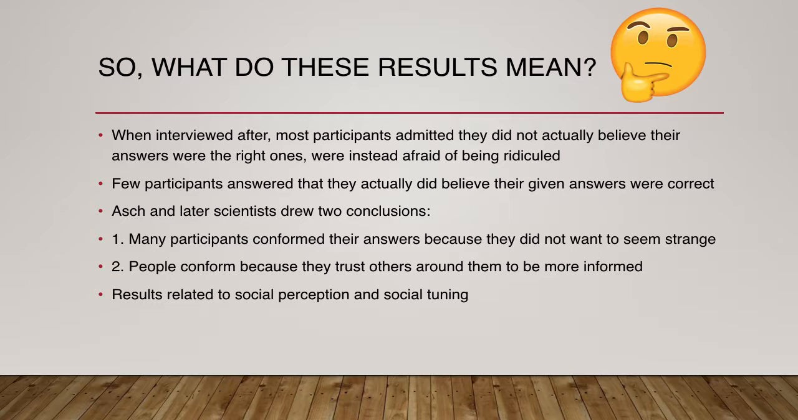One conclusion is that people conform because they want to fit in. This conclusion relates to social perception, which is the study of how we perceive others and how we think others perceive us in social situations. Many of the participants conformed their answers because they did not want to be perceived as strange by the other participants in the room. The second conclusion is that people conform because they trust others around them to be more informed than they themselves are. This conclusion can be indirectly related to social tuning, which is a process where people tend to adopt others' behaviors and attitudes. As some of the participants admitted that they believed their obviously incorrect answer was correct, this demonstrates social tuning and how we adopt other people's opinions as our own.